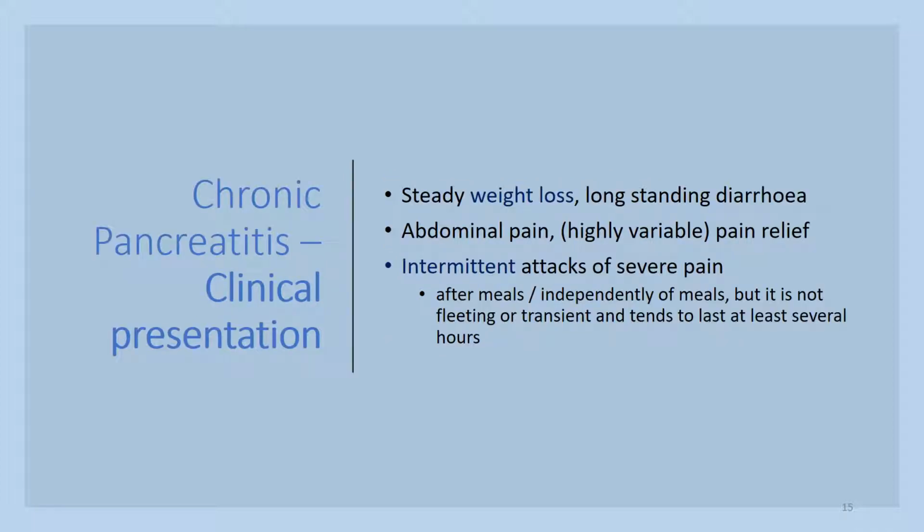The presentation is highly variable. There's commonly steady weight loss as a result of poor nutrition, long-standing diarrhea, the accompanying nausea and vomiting and anorexia, abdominal pain, which is highly variable, for which patients have pain relief, which in itself can cause long-standing complications.